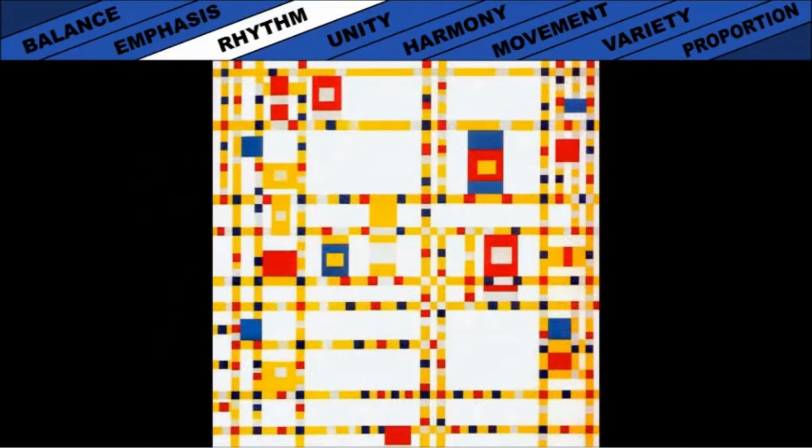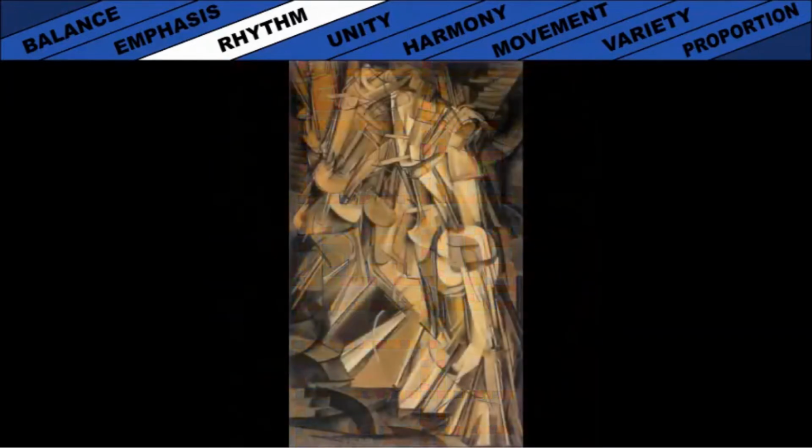In this painting called Broadway Boogie Woogie by Piet Mondrian, the artist achieved rhythm through repeated shapes, lines, and colors. This painting suggests the rhythm and movement of a busy city street. In this painting called Nude Descending a Staircase by Marcel Duchamp, the artist uses the principle of rhythm to create a feeling of movement.